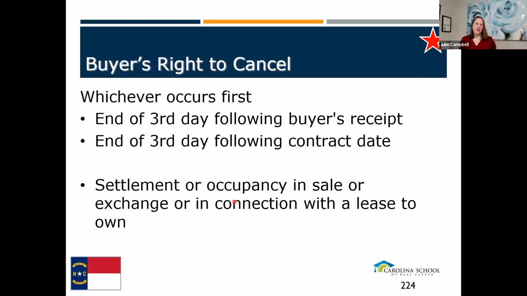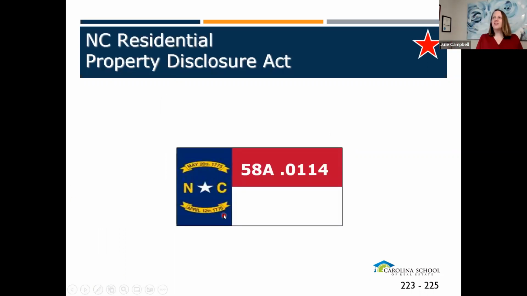A lot of buyers don't like caveat emptor for good reason, right? Commission rule that covers the RPOs, 58A.0114. Again, I just have this here for reference. If you want to look it up, you know where to find it. You do not need to memorize these numbers.